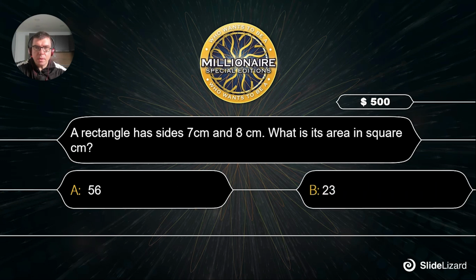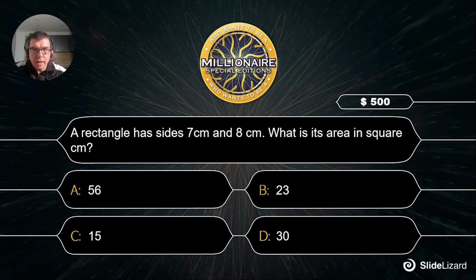So a rectangle has sides 8 centimeters and 7 centimeters. What is the area in square centimeters? I'll give you 5 seconds, think about it and indicate the answer.